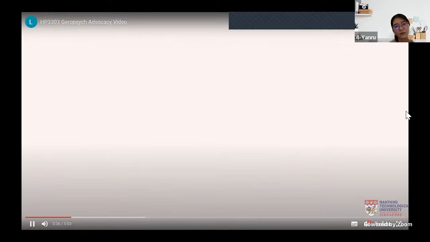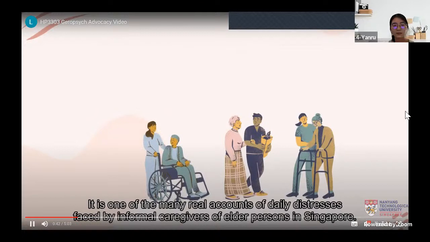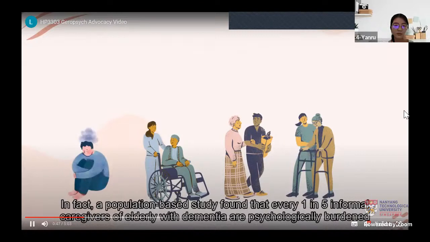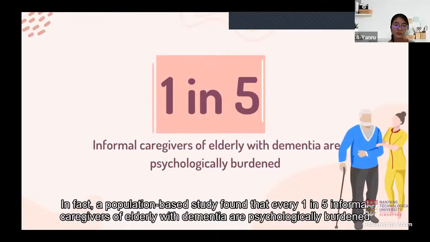The story you've just heard is not fictionalized. It is one of the many real accounts of daily distresses faced by informal caregivers of elder persons in Singapore. In fact, a population-based study found that every 1 in 5 informal caregivers of elderly with dementia are psychologically burdened.